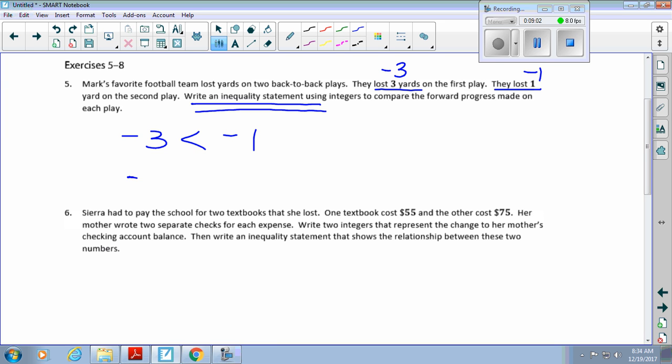If we change the order, we could say negative 1 is what compared to negative 3? Everybody? Less than. Greater than. I'm hearing 2 answers. Let's think about this. Is negative 1 less than or greater than negative 3? Greater. Greater than, yep.